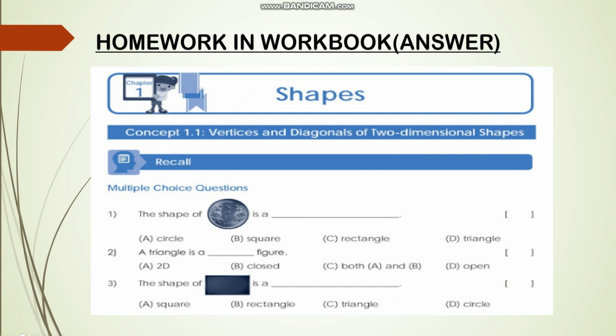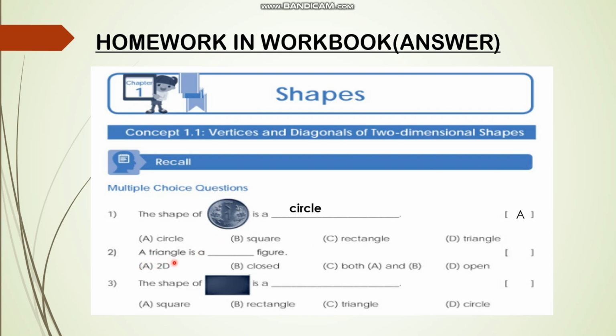Last class I gave the homework from the workbook. So we will discuss the answers first. Look at the first question, multiple choice questions. The shape of coin is a dash. What is the answer? Yes, the shape of coin is a circle. So option A is the right answer.